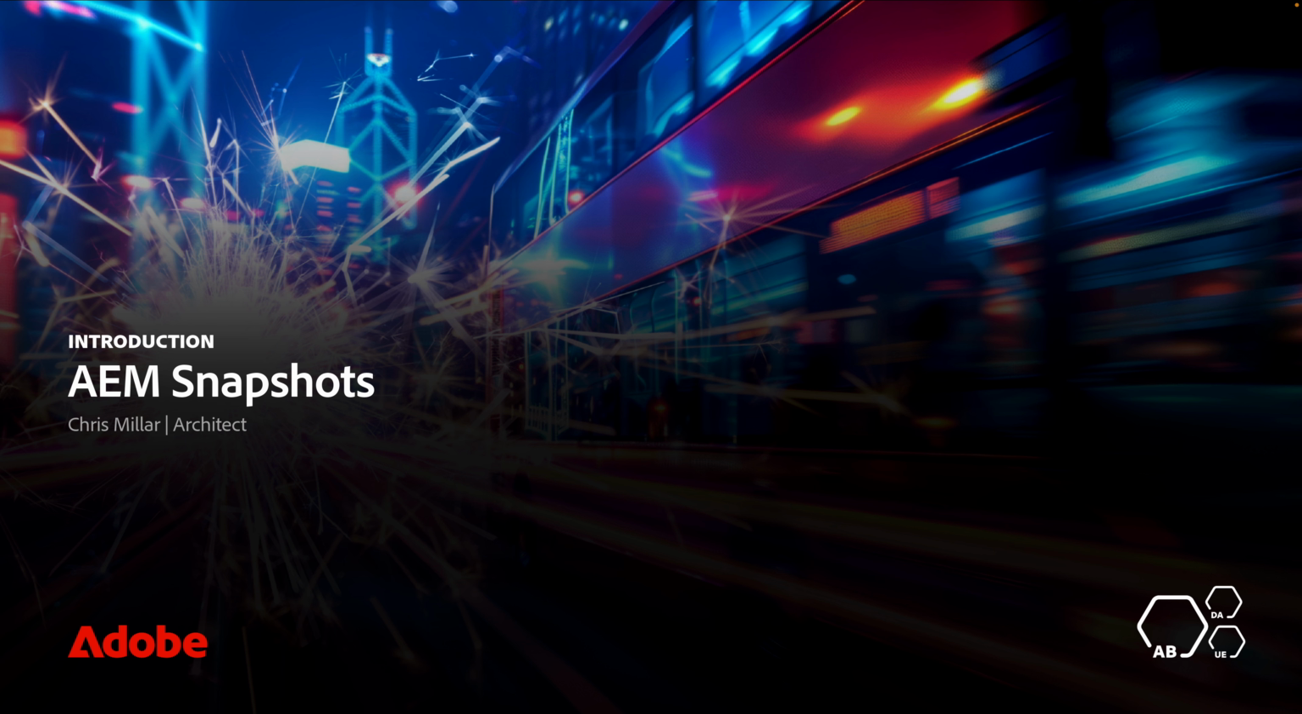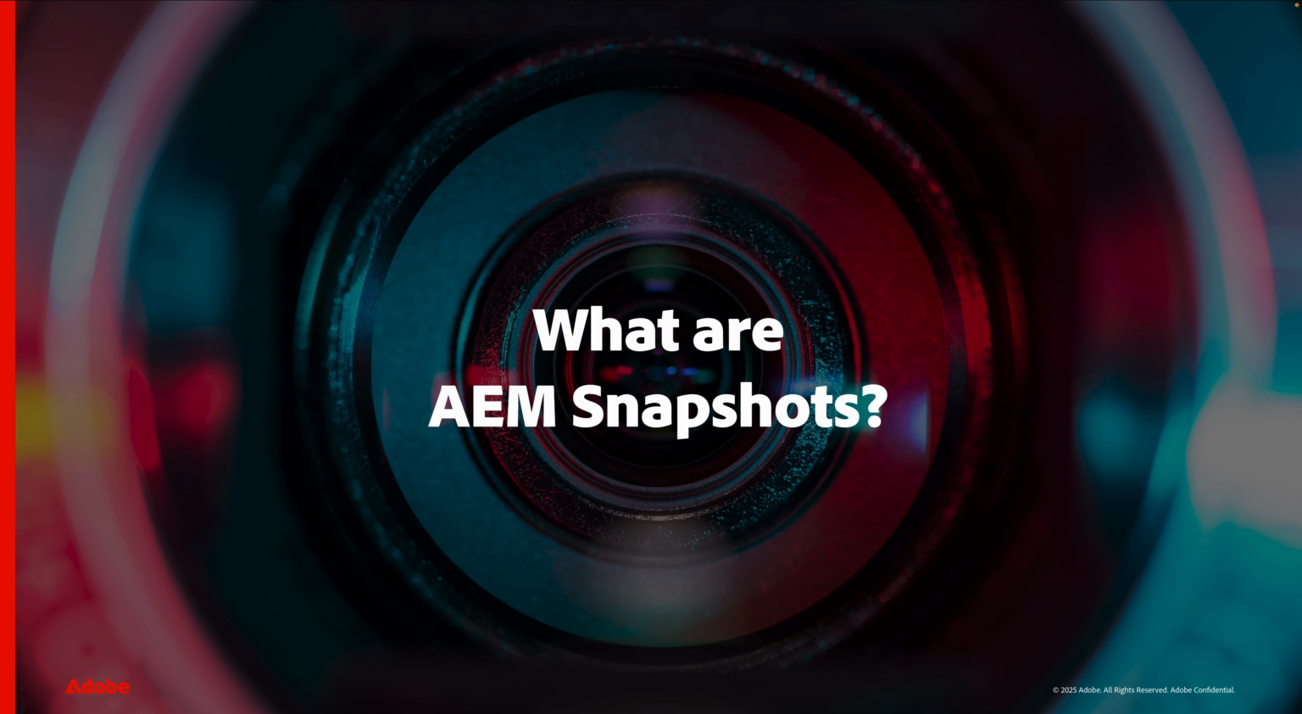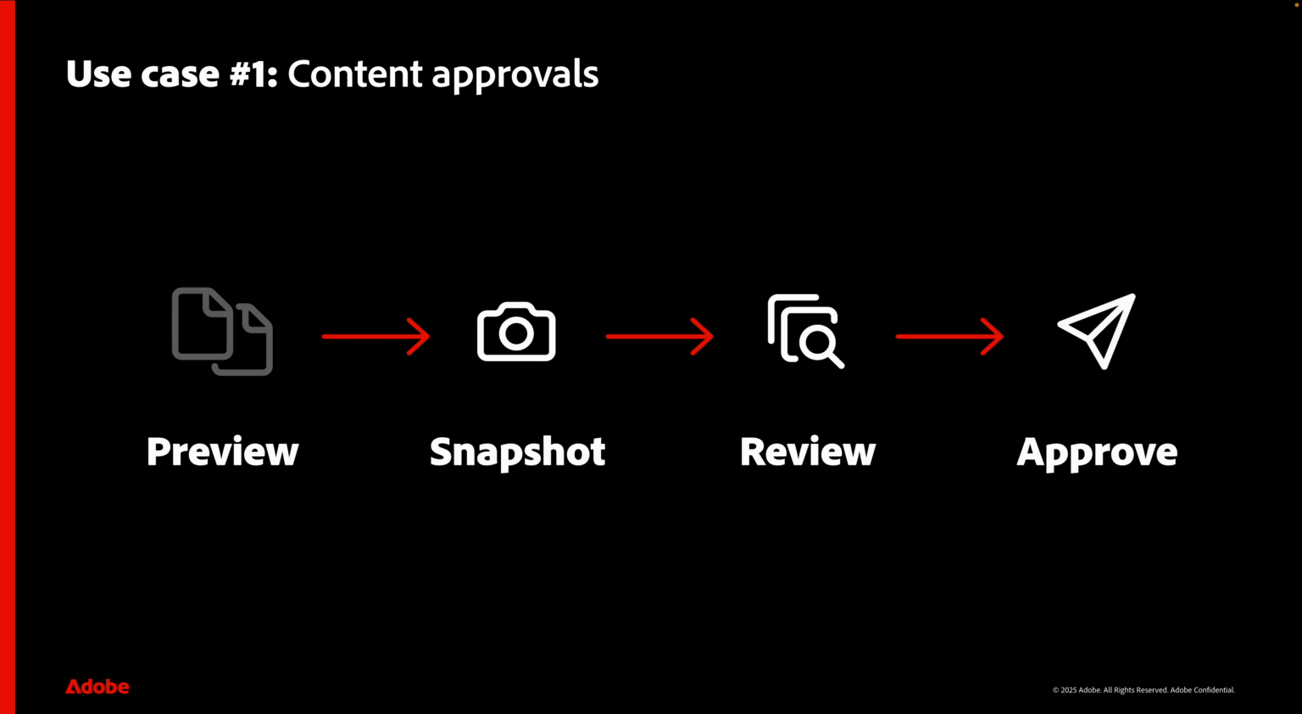I'm going to set a little bit of context and then we'll dive right in. There's two main use cases for AEM Snapshots. The first is content approvals. So you can preview your content, take a snapshot of it, have someone with publish permissions review it, and they can approve and publish that content.